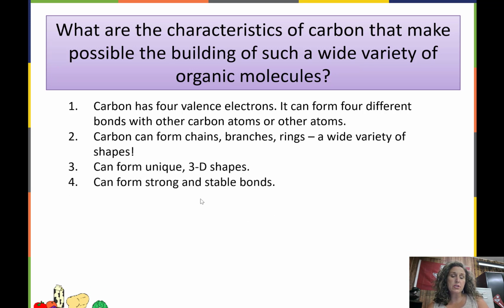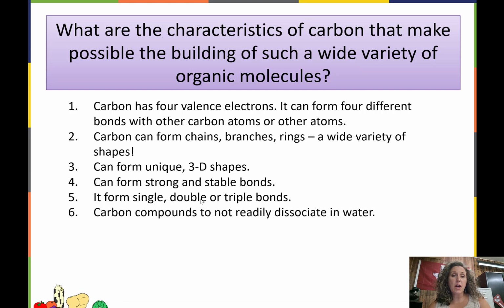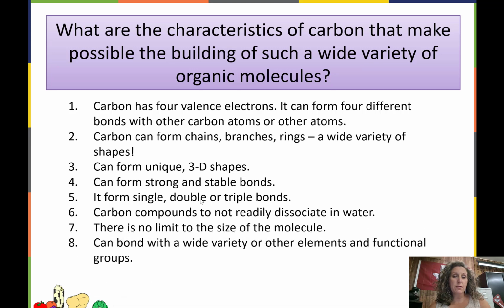Unique 3D shapes, strong and stable bonds, because carbon bonds covalently, and those are the strongest. It can form single, double, or triple bonds. They do not readily break up in water. So water can exist in the same medium as carbon compounds. There is no limit to the size of a carbon molecule. It can bond with a wide variety of other elements and functional groups. And only carbon can do all of these things.